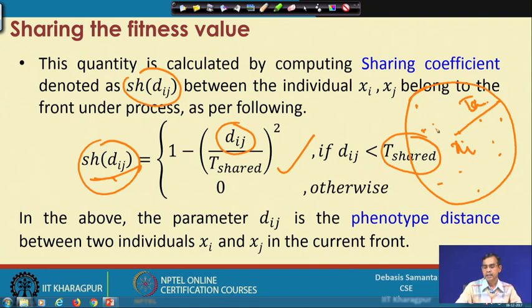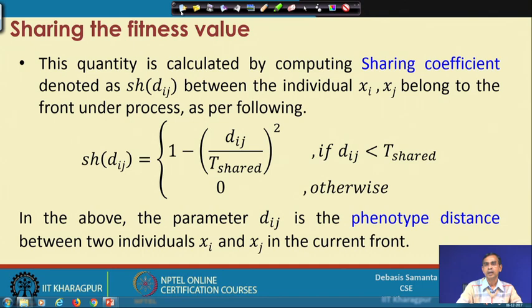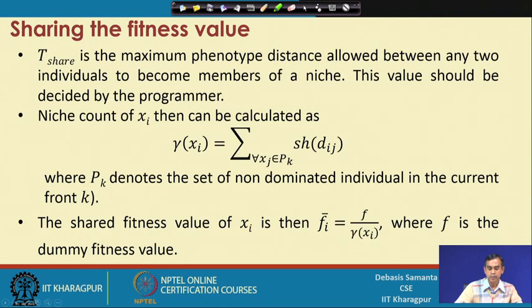Sh(dij) is higher if we find a higher number of solutions, and lower if the number of solutions is lower. So it is basically the niche count. That means it indicates how a solution lies in a region with a higher population density compared to the others. The solution which has the higher population density has a higher niche count compared to the solution with less population density. So here is the concept of how the niche count can be obtained for each solution. Considering the total niche count over all solutions with respect to the ith solution belonging to a particular front Pk, we can share the fitness value: if f is the original fitness value of the ith solution, it is divided by the niche count of the solution, mi.